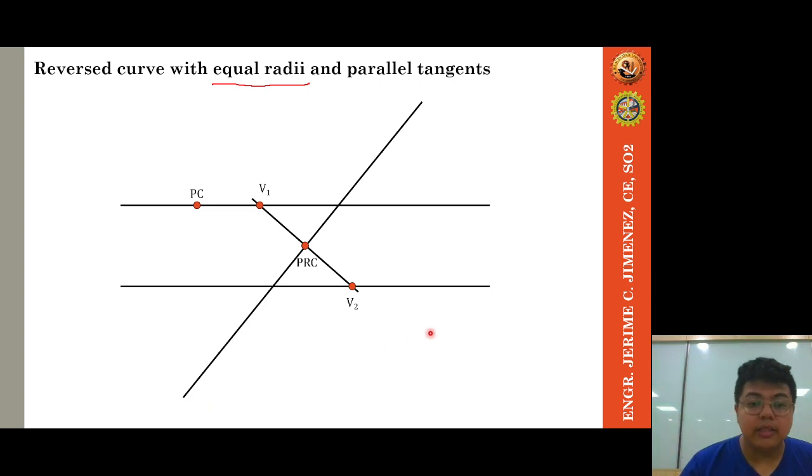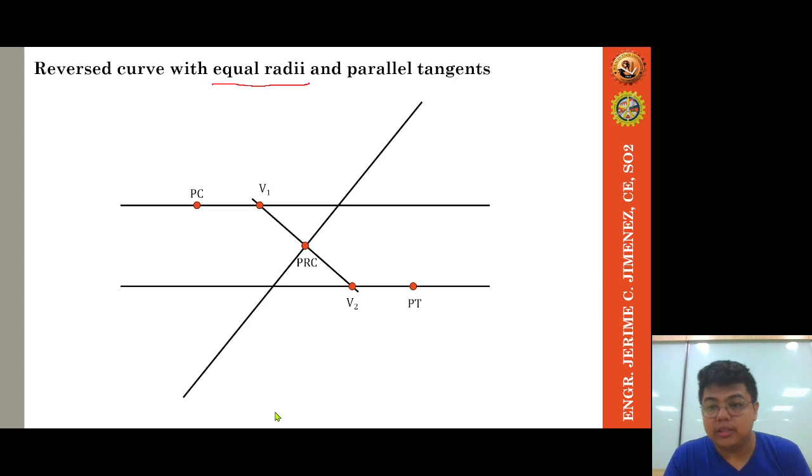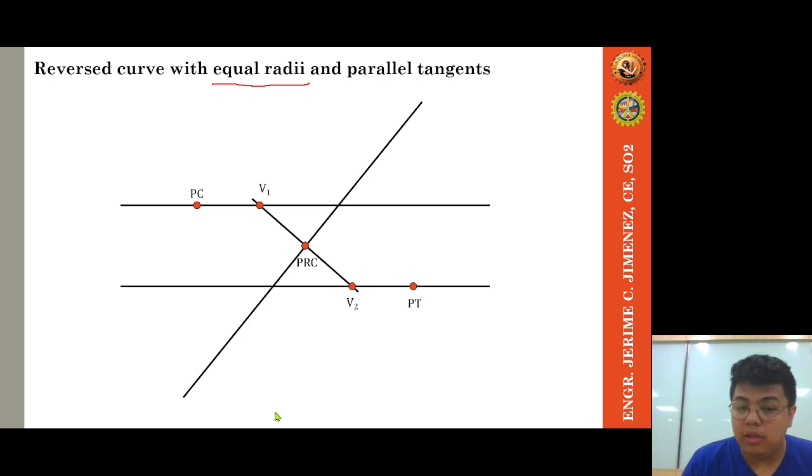As well as, we get the distance from PRC to V sub 2. Okay? And then we transfer that distance to the forward tangent. And that point is what we call the PT, or the station PT, or the station wherein we get the point of tangency.